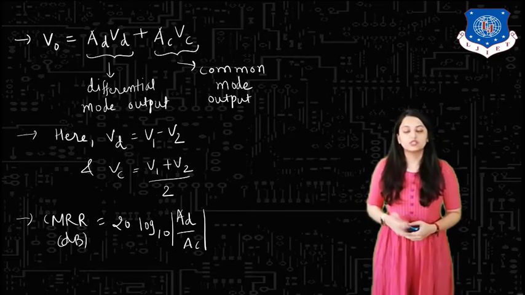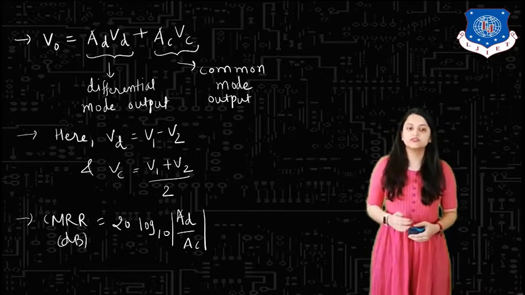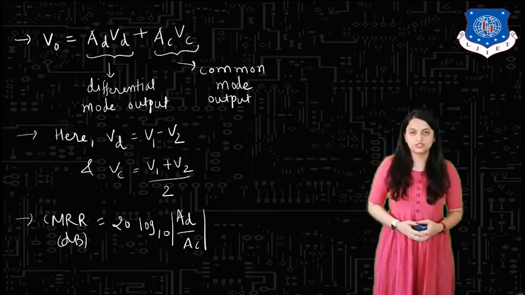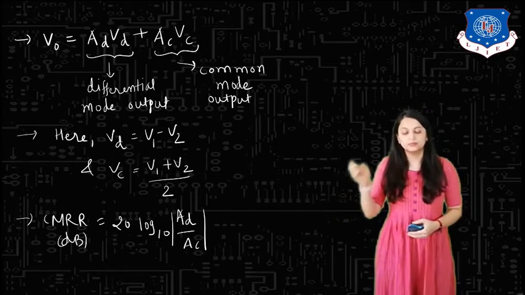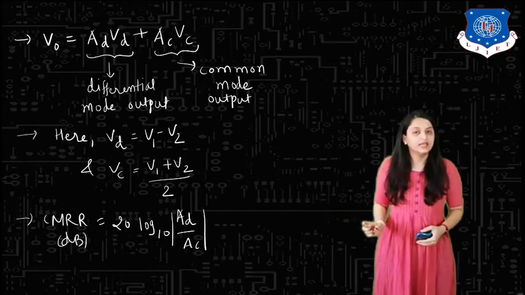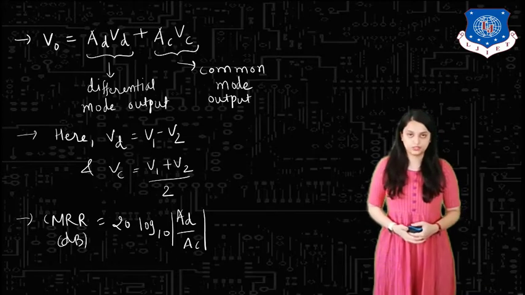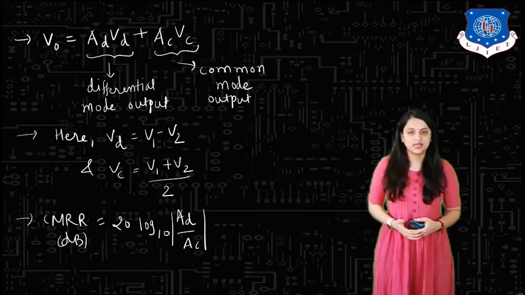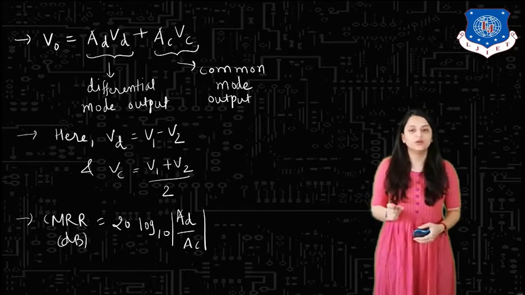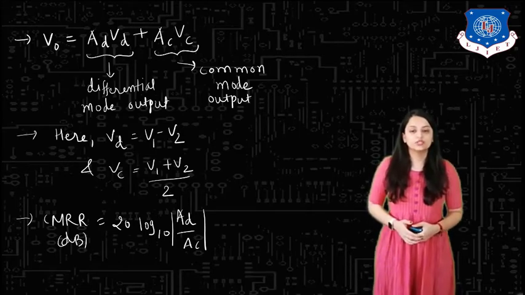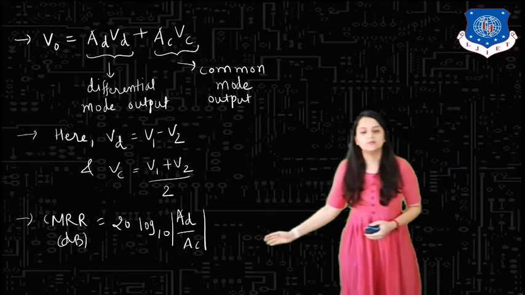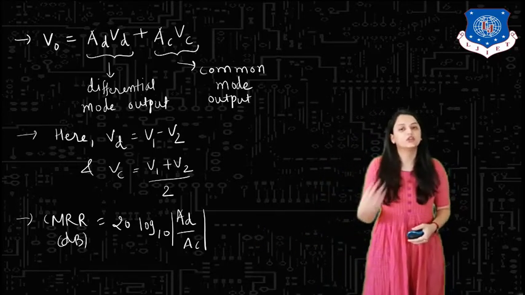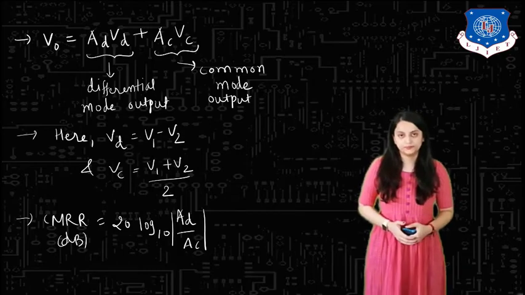Here Vd equals V1 minus V2, that is the difference of the input signals, and Vc, the common mode voltage, equals V1 plus V2 by 2, that is the average of the two inputs. Now next is CMRR. CMRR, the common mode rejection ratio, equals 20 log 10 AD by AC, where AD and AC are the differential gain and common mode gain respectively.